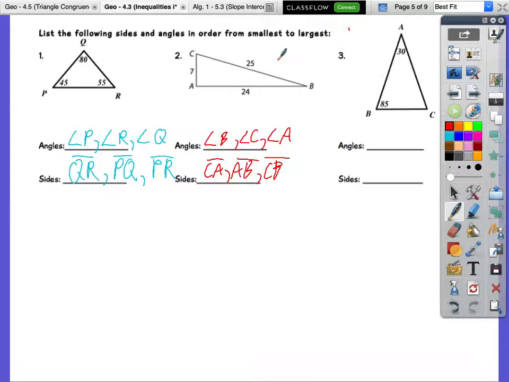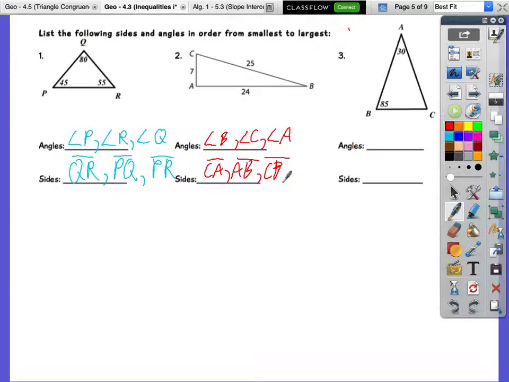And also, the side's two letters are the two letters that aren't in the angle. Side CA matches up with angle B. B is not in CA. Side AB matches up with angle C. C is not in AB. And side CB matches up with angle A, and A is not in CB.